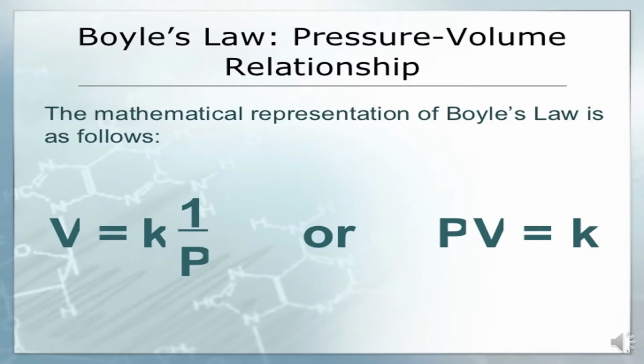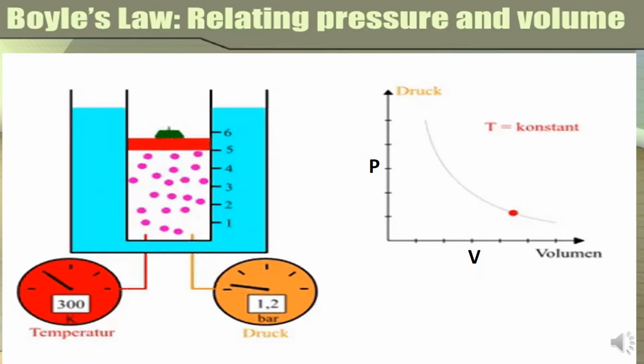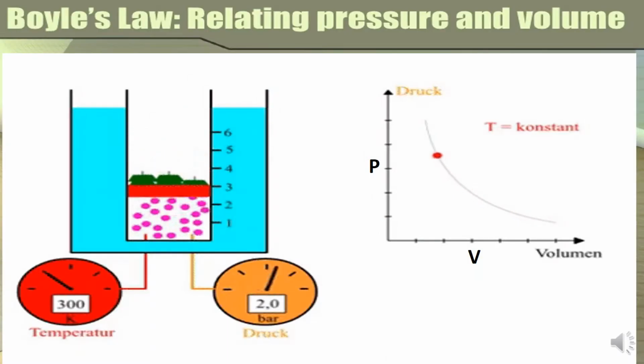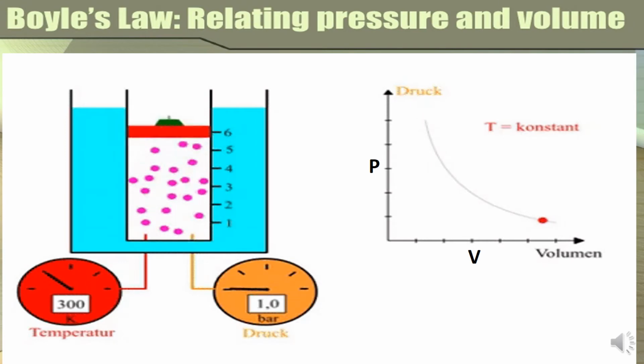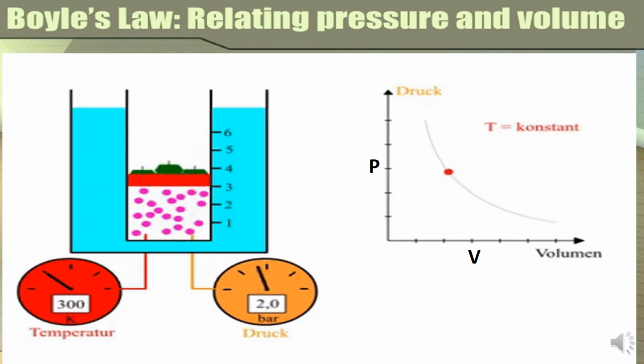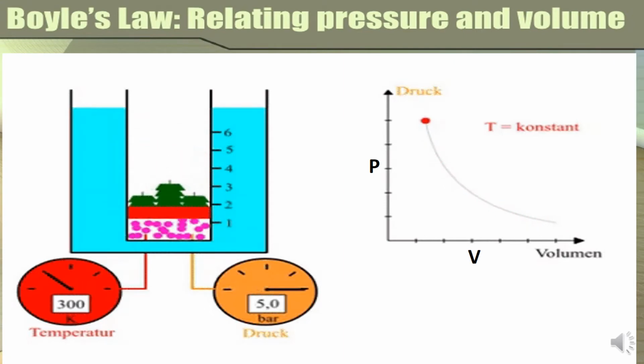The mathematical representation of Boyle's law is V is inversely proportional to pressure. So V is equal to K times 1 over P, where K is the proportionality constant, or we can also say PV is equal to K. So you can see that when we increase pressure on a gas, its volume is decreased, and the curve which can be plotted between P and V is called an isotherm.